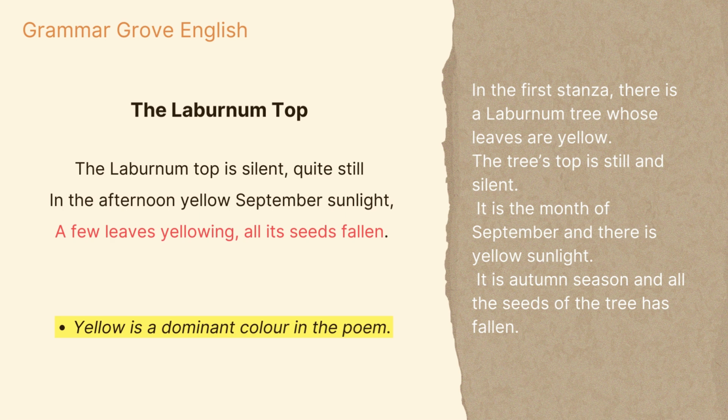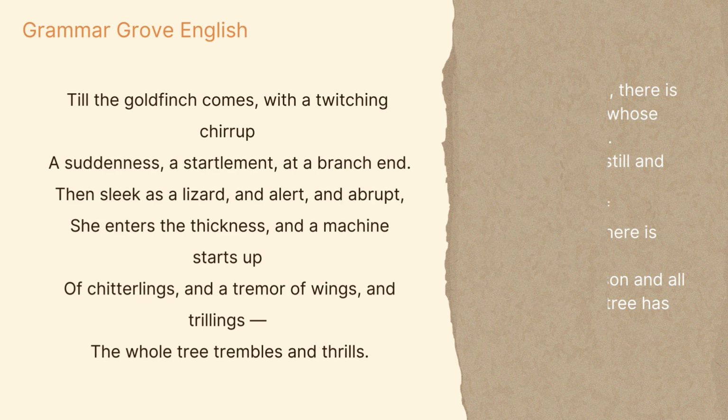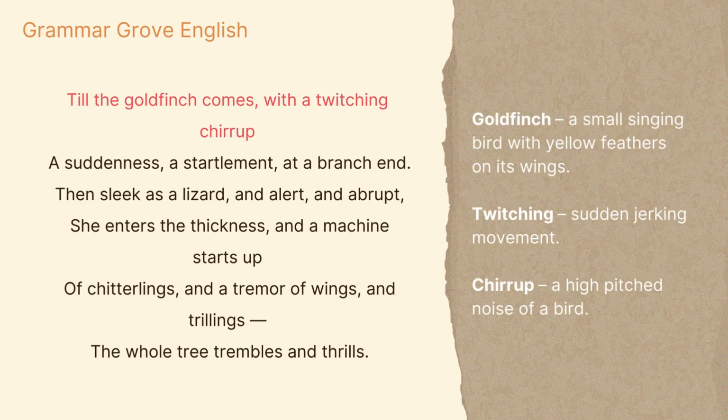Now, we see that the treetop is silent, it is still, there is no movement, no sign of life, till the goldfinch comes with a twitching chirrup. So now a bird comes, it is a goldfinch bird. It comes and sits on top of the tree and it gives out a twitching chirrup. Twitching means a sudden movement or a jerking movement. So the bird swiftly comes and sits on the branch of the tree and it makes a high-pitched noise. It is called a chirrup.